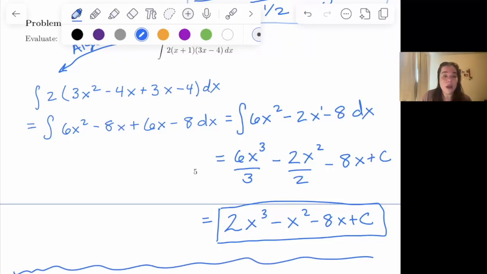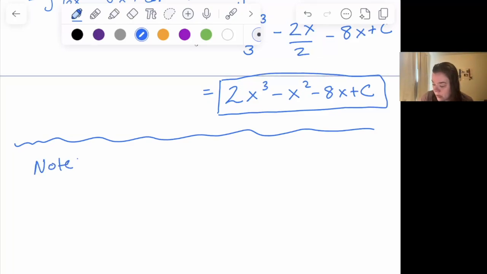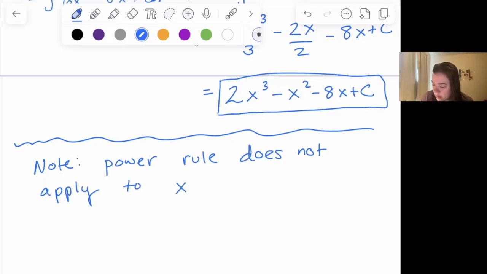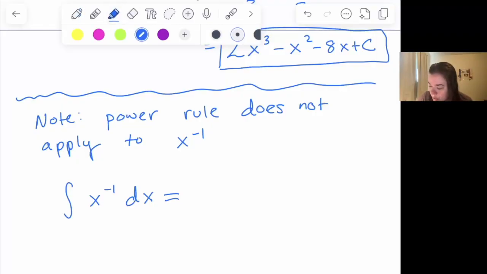So I told you I was going to add one more quick tidbit and note. So this is an important note about the power rule. Power rule does not apply to integrating x to the negative 1. This is very, very important. So if you are asked to integrate x to the negative 1 dx, I'm going to put here, do not use the power rule. So big, sad face. Do not apply the power rule.